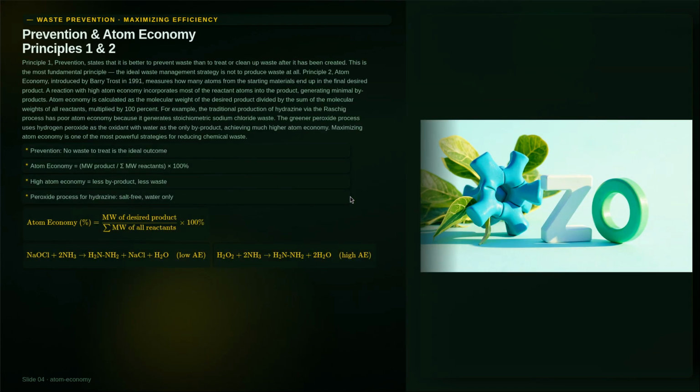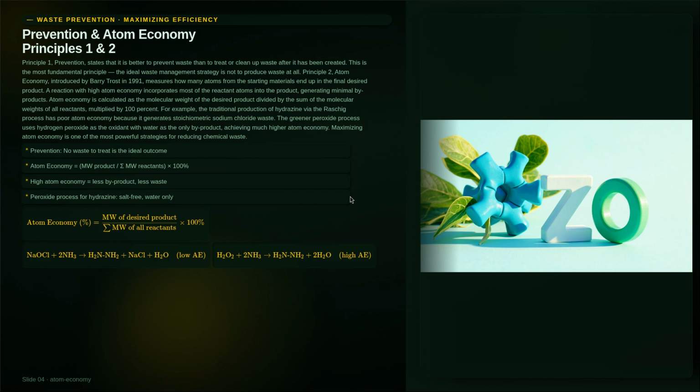Principle 1. Prevention. States that it is better to prevent waste than to treat or clean up waste after it has been created. This is the most fundamental principle. The ideal waste management strategy is not to produce waste at all. Principle 2. Atom economy, introduced by Barry Trost in 1991, measures how many atoms from the starting materials end up in the final desired product.